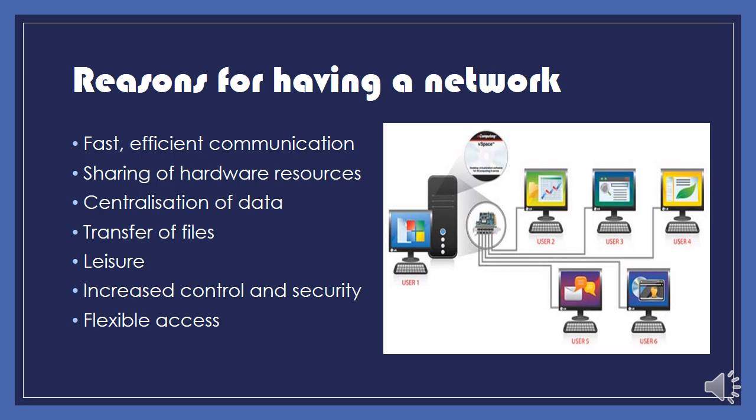So the reasons for having a network are mostly for communication. It's fast and efficient. You can share hardware resources like a printer that is common to all of them, or a server. You can centralize data, for example, certain files which everybody in a company needs to access. You can also transfer files from one user to another easily. They're also used for leisure, if you know people who do LAN parties and play games with each other on computers. And you can have increased control and security, and it's also good for flexible access.